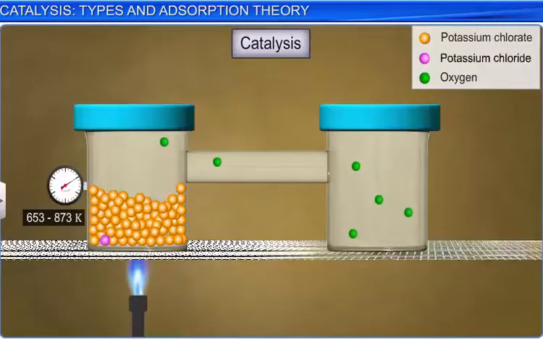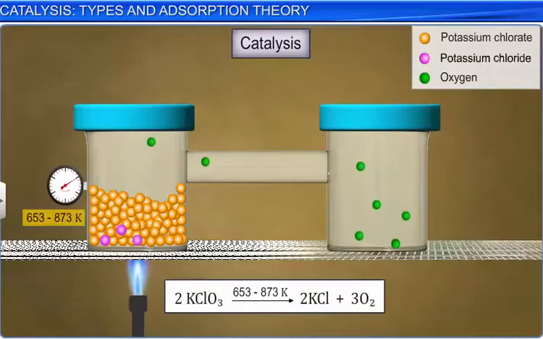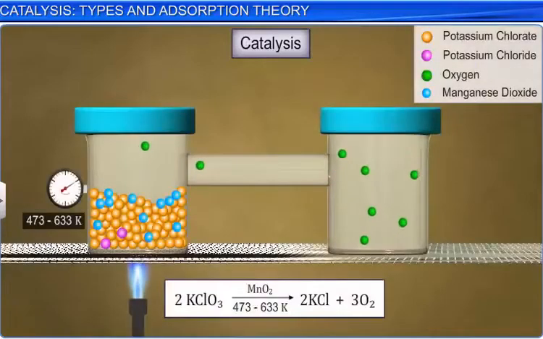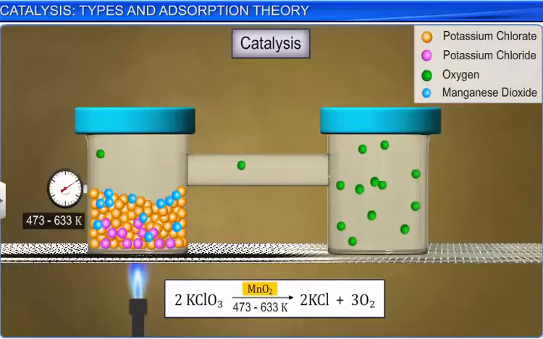Look at an example before you learn about catalysis. When potassium chlorate is heated strongly at 653 to 873 Kelvin, it decomposes slowly, giving potassium chloride and oxygen. The same reaction takes place at an accelerated rate and at a lower temperature of 473 to 633 Kelvin when manganese dioxide is added to the reactants.